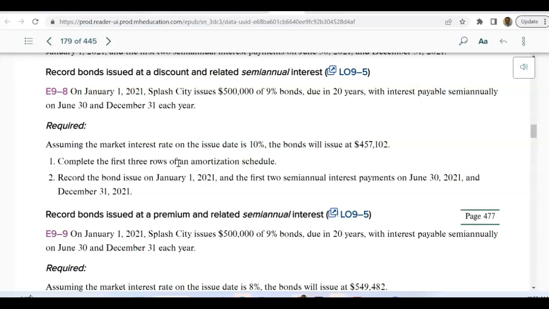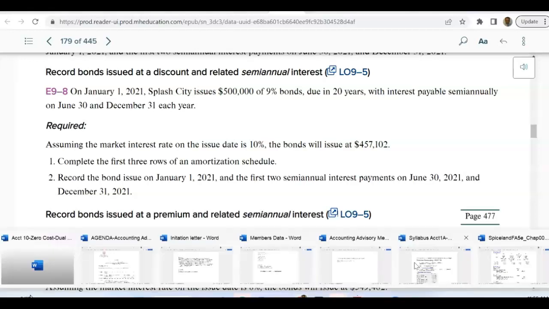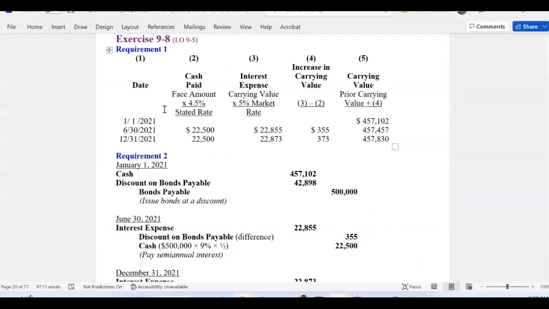Okay, so complete the first 3 rows of an amortization schedule, record the bond issue on January 1st, and the first 2 semi-annual interest payments on June 30th and December 31st. Okay, so let's look at that first. We are doing number 8. So the bond is issued at 457. So that's the carrying value of the bond at this moment, 457,102, right?